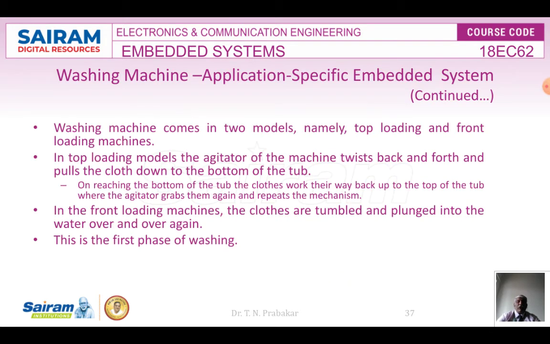And one is the top loading and the other is the front loading. In top loading models, the agitator of the machine twists back and forth, right? We are discussing the top loading. So back and forth, it will rotate for some time in the clockwise direction, and sometimes in the anti-clockwise direction, right? This action will pull the cloth, which is floating on top of the water level, into the water, so that I can have a proper washing, right?